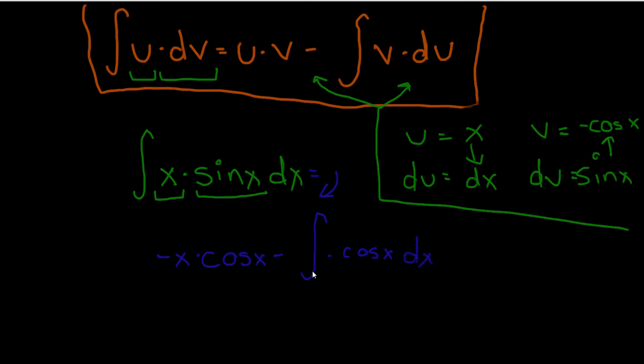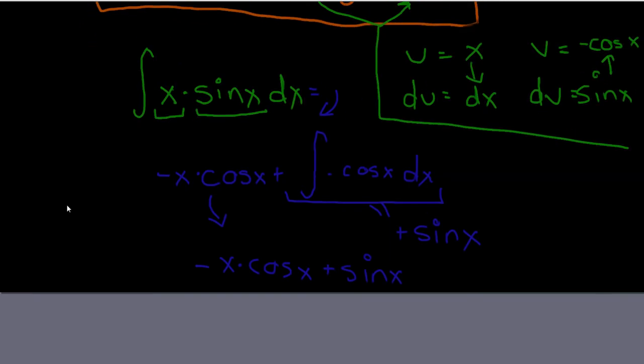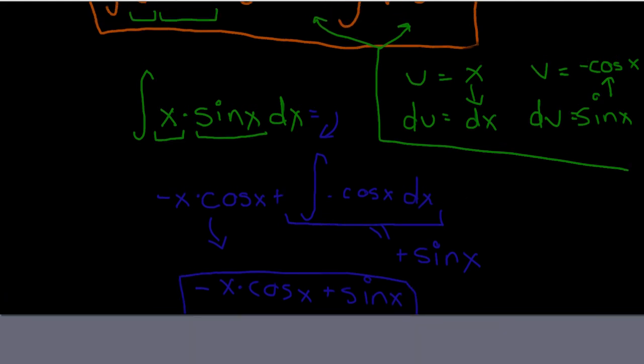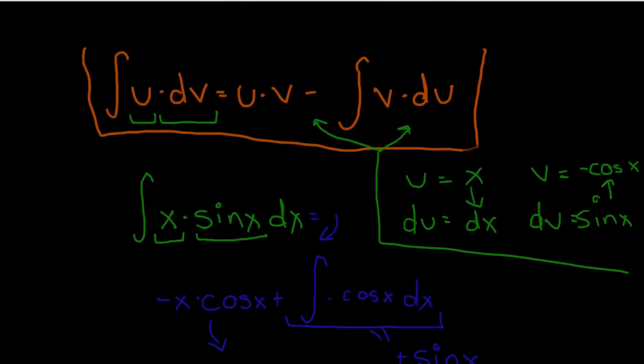Okay, so that's the answer, except we need to simplify this. Integral of negative cosine of x equals negative sine of x. So this part right here equals negative sine of x. So then we can just move this down, and negatives will become positives. So we get our answer to be negative x cosine of x plus sine of x. Okay, that's the answer. So we were able to integrate a product now and get an answer with respect to x, which is exactly what we needed.